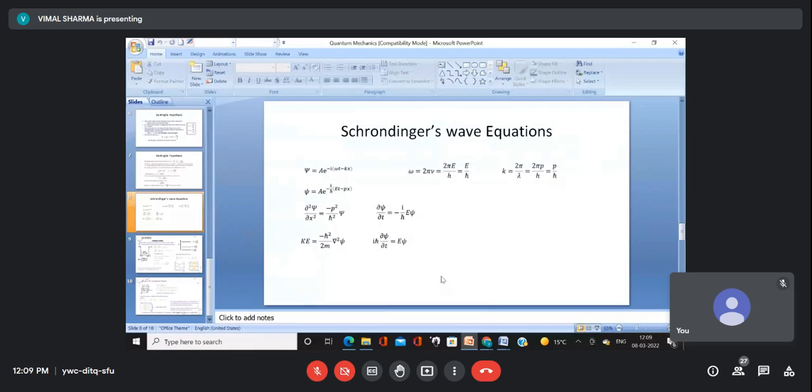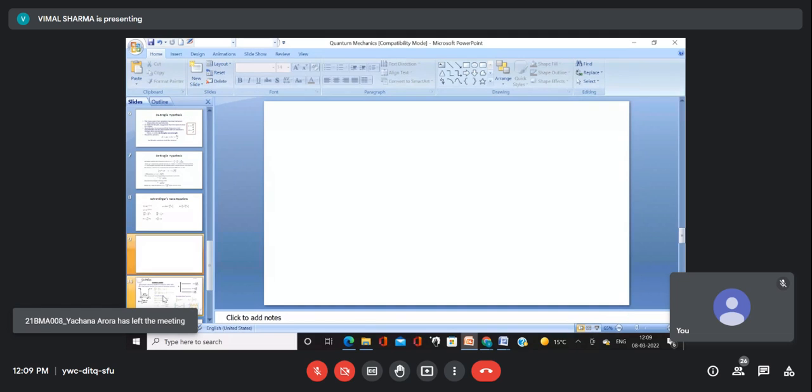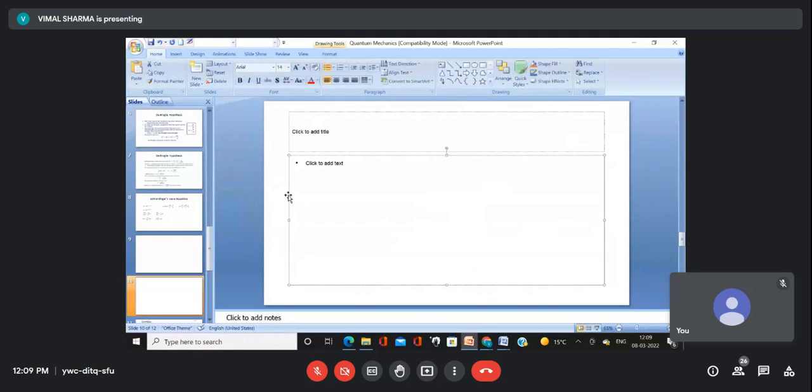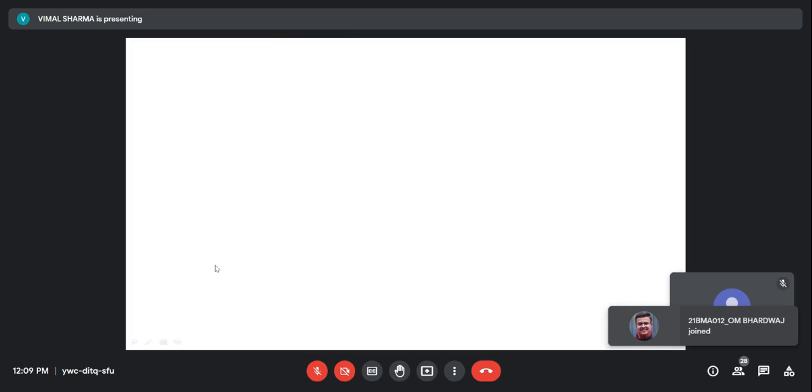Yesterday we derived Schrodinger's equation for time independent as well as time dependent case, and today we'll see how we use this Schrodinger's equation to study the case of particle in a box.